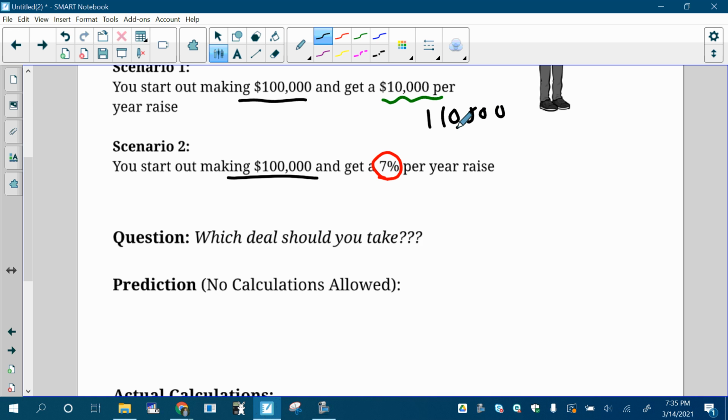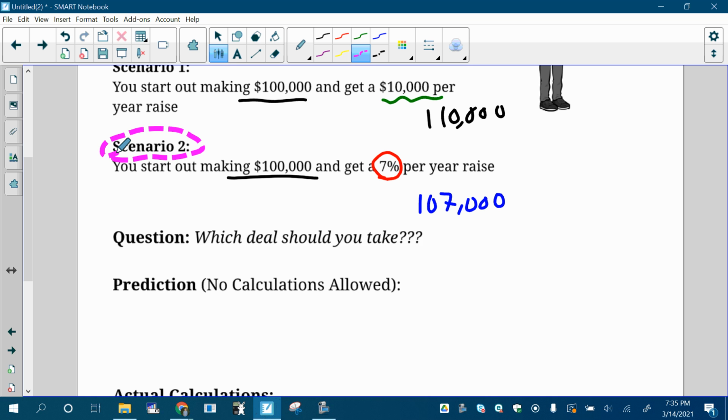And after the first year in scenario 2, you're going to make $107,000. So in scenario 1, you're going to make more. But that's a little short-sighted, okay? The better answer, and what I think most of you guys think, is that scenario 2 is better.